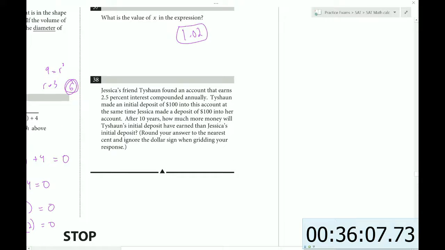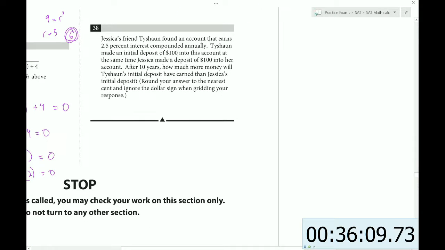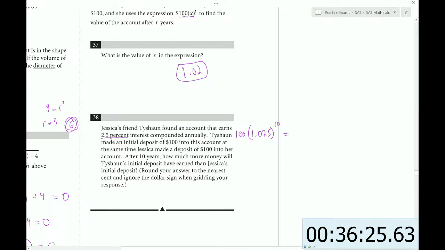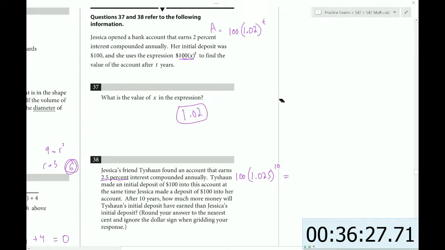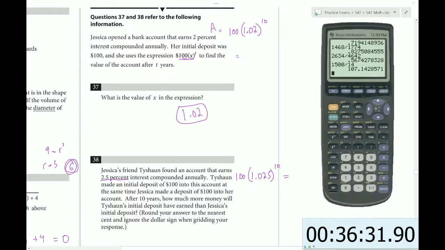Jessica's friend Tyshawn found an account that earns 2.5% interest. So his version would be this. Tyshawn made an initial deposit of 100, and they want to know after 10 years, so to the 10th power, how much money do they each have? So we're also raising her number to the 10th power. So let's use the calculator for this.